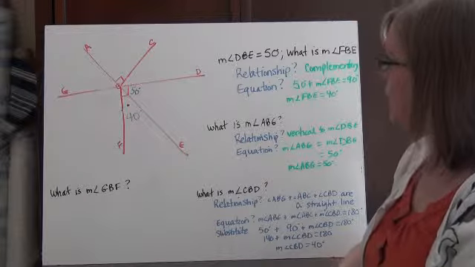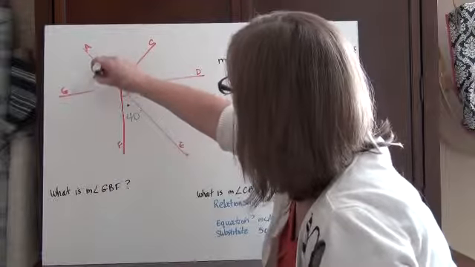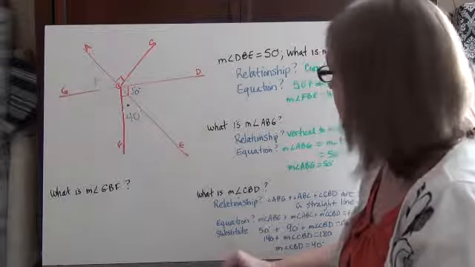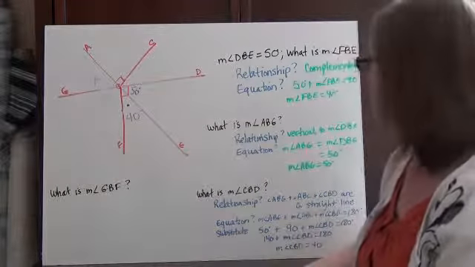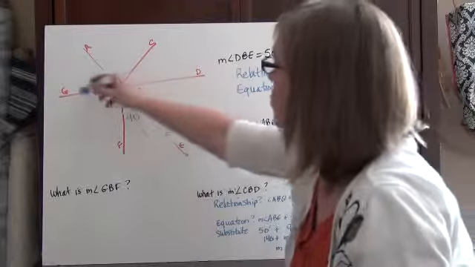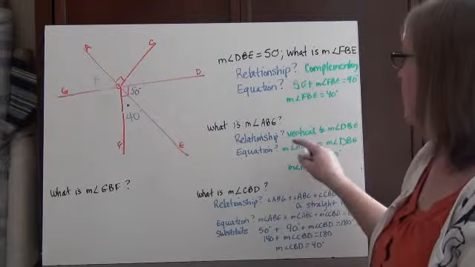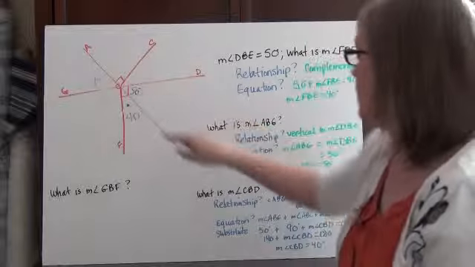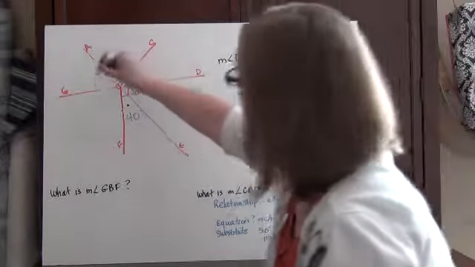What is ABG? Let's find ABG. ABG right over here. Well, I don't see anybody next to it that's part of a 90 degree angle. This one's its own 90 degree angle, but this one's not. So let's see. I notice it's part of two straight lines this way, so it's vertical to DBE. So if the relationship is that they're vertical, then I know that these two angles are congruent. So if this one is 50, then the angle I want is 50.